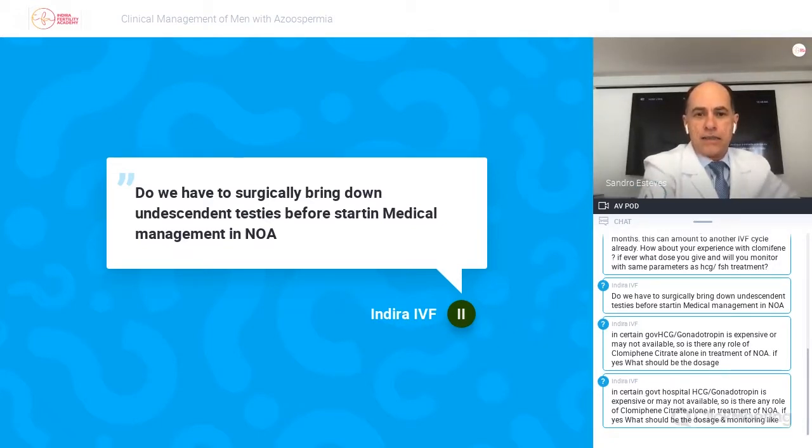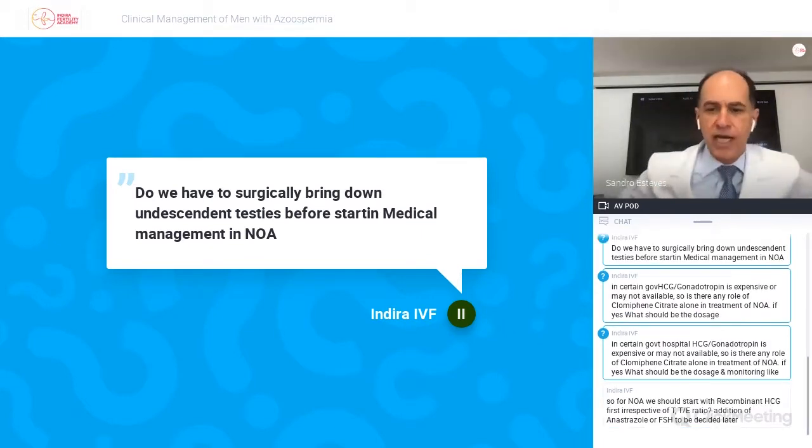Okay. Do we have to surgically bring down undescended testes before starting medical management in non-obstructive azoospermia? Well, I think this is a very difficult scenario for sperm retrieval. If you have an adult patient with undescended testes, more likely you will not be able to find any sperm unless the patient is young.